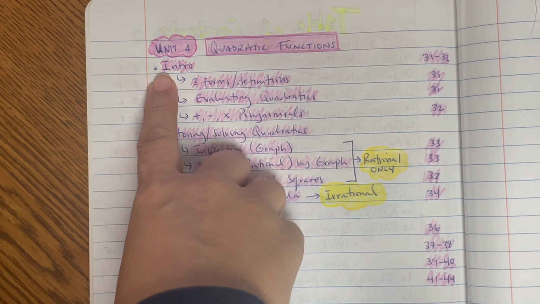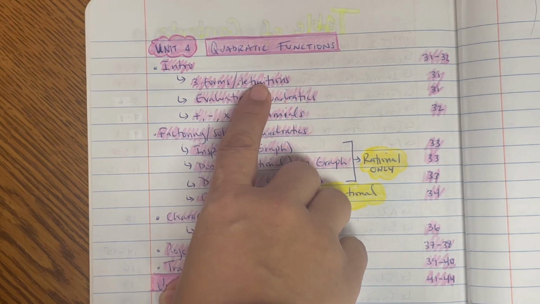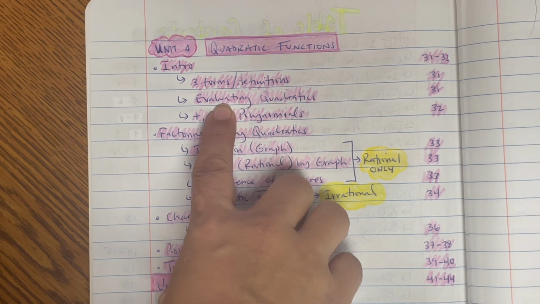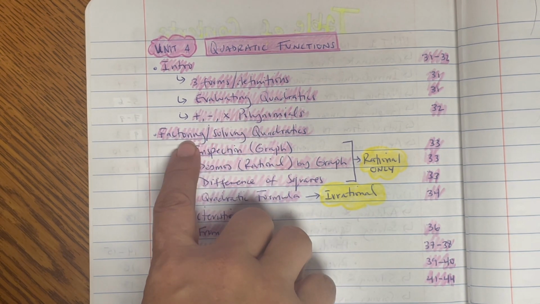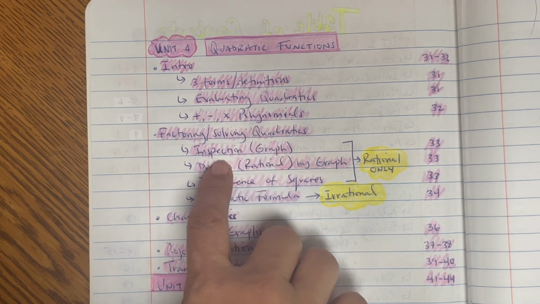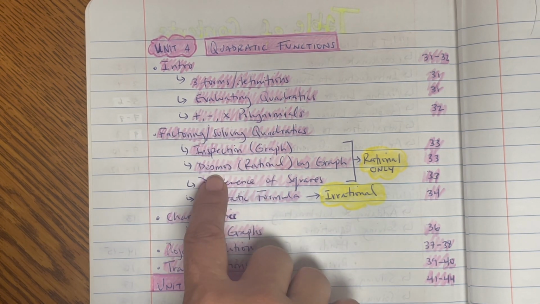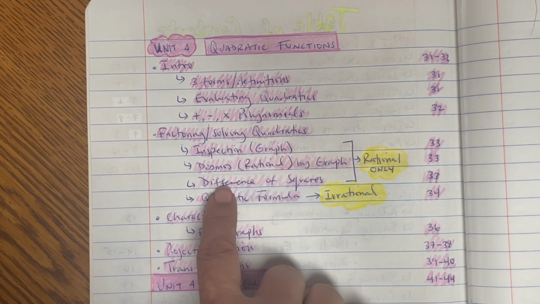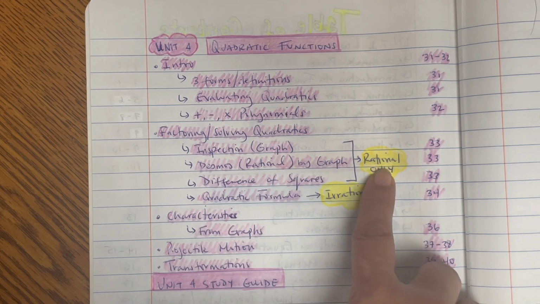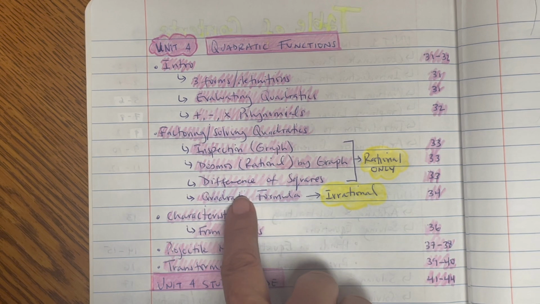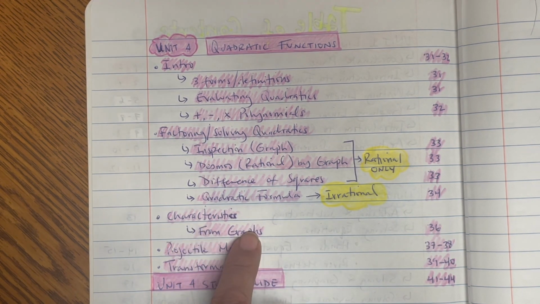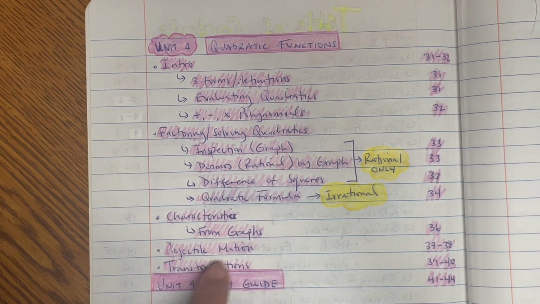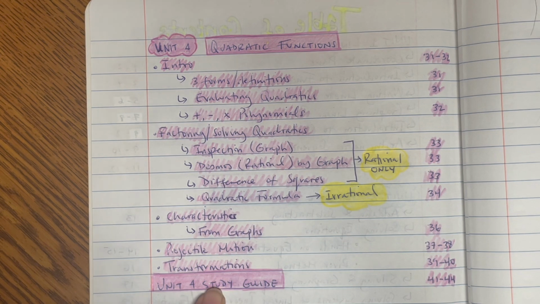I'll do an introduction. In our introduction, we're going to have 3 forms and definitions. We're going to have evaluating quadratics, adding, subtracting, multiplying polynomials, factoring and solving quadratics, inspection by graphs, Desmos, rational by graph, difference of squares, and this is only going to be for rational only. Then we're going to look at the quadratic formula for irrational. Then characteristics from graphs, projectile motion, transformations, and then our unit 4 study guide or EOC review.